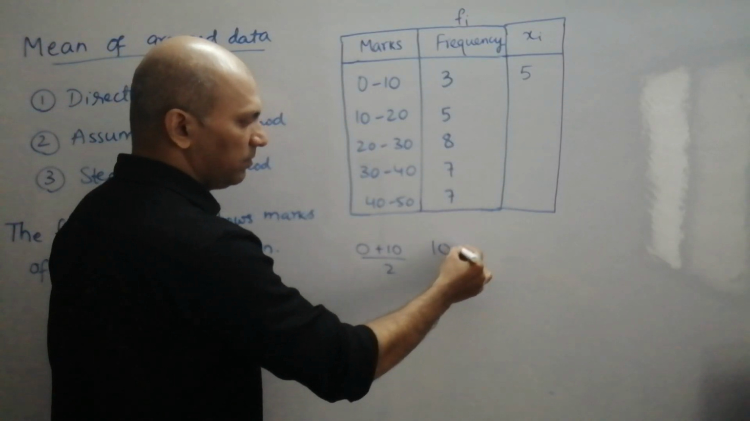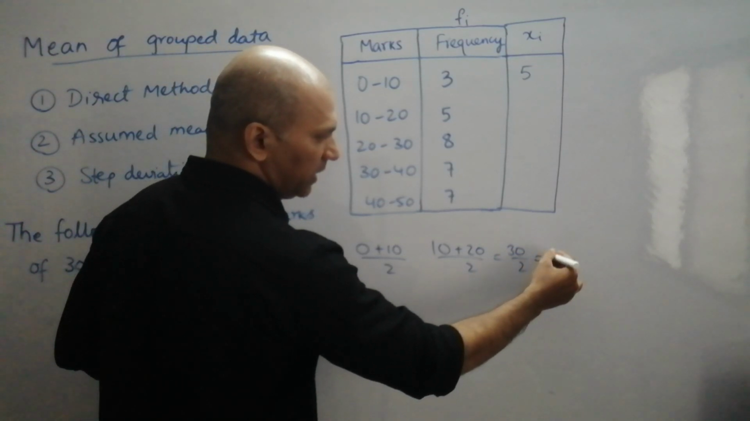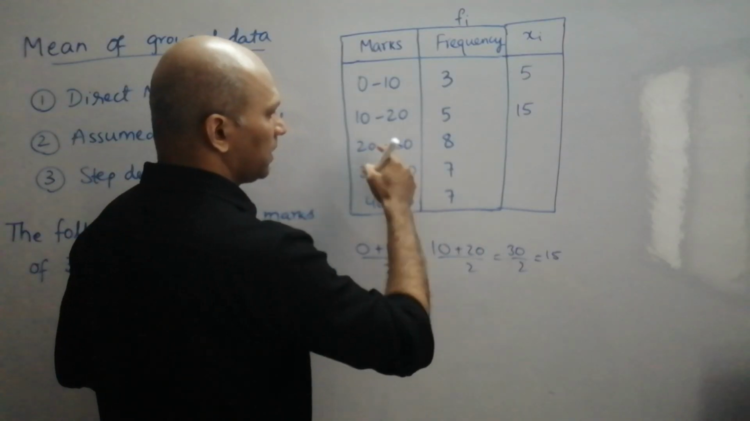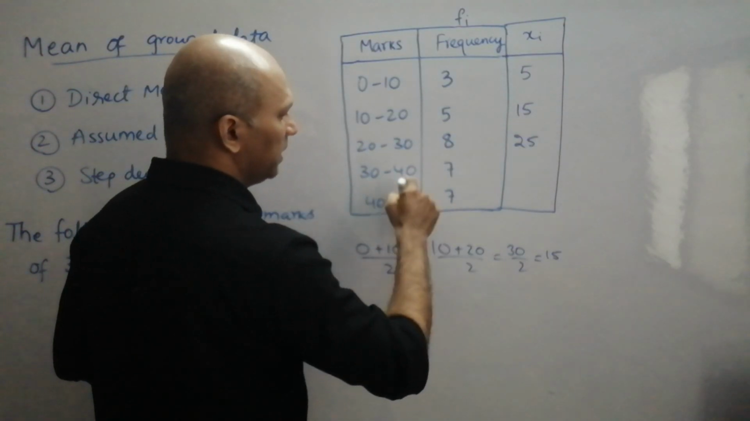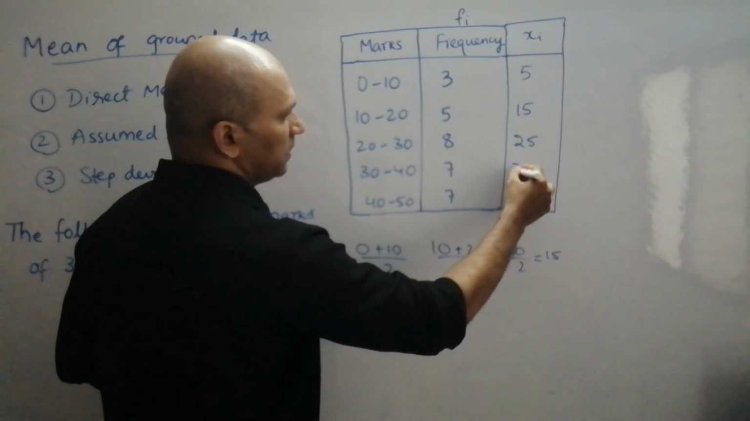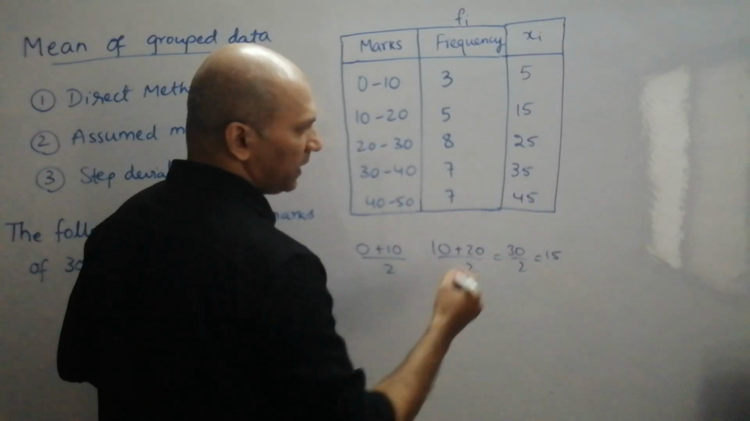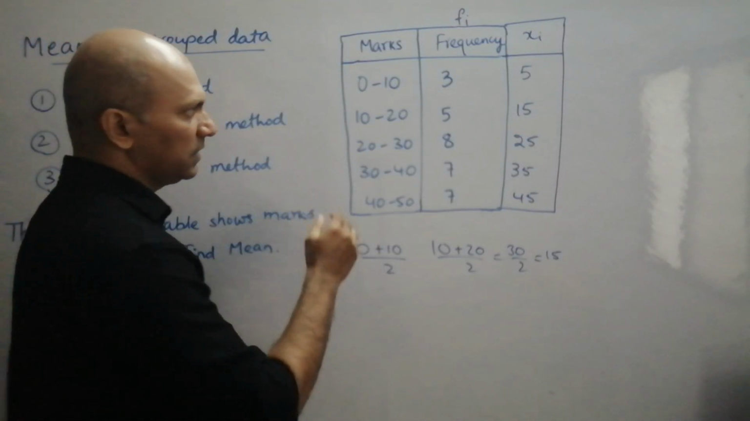The same thing will come: 10 plus 20 divided by 2, 30 by 2, is 15. Middle number of 20 and 30 is 25. Middle number of 30 and 40 is 35. Middle number of 40 and 50 is 45. I hope this is clear.